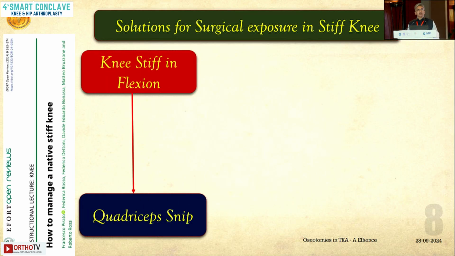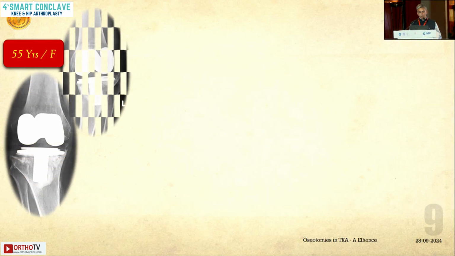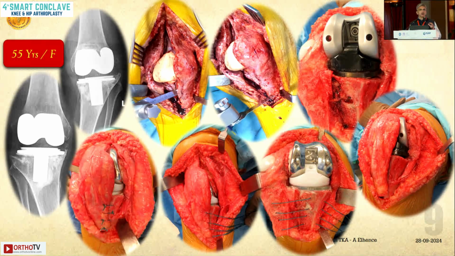So the solutions are either a proximal release in the form of a quadriceps snip, or a proximal release in the form of a VY-plasty, or a distal release in the form of a tibial tubercle osteotomy. Now, where and how you do this is basically a statement of what is the pathology in a given situation, and especially in knees which are stiff in extension and knees which are ankylosed and have less than 30 degrees range of motion. So that's a 55-year-old, had a stiff knee, underwent a tibial tubercle osteotomy.